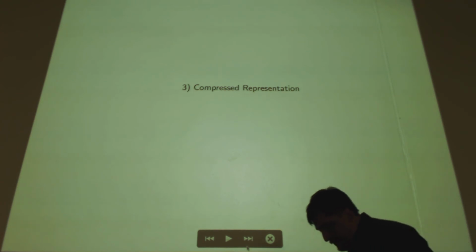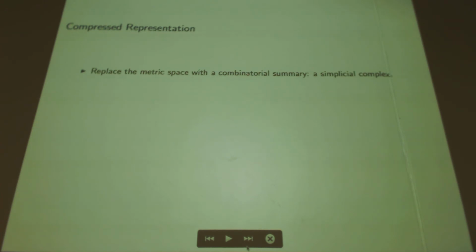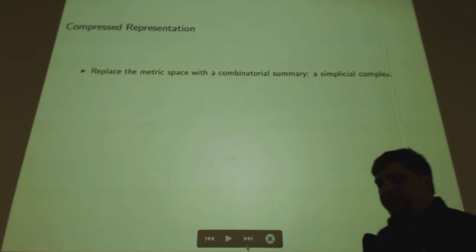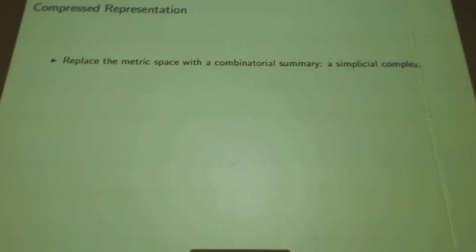Okay. All right, so the final one, compressed representation. And in some ways, this is the idea that is really driving what's going on here. So what's compressed representation about? Well, if you look at what we're doing, this procedure replaces a finite metric space, right? So no matter how big your data problem is, it's always finite. We replace a finite metric space with a combinatorial object.